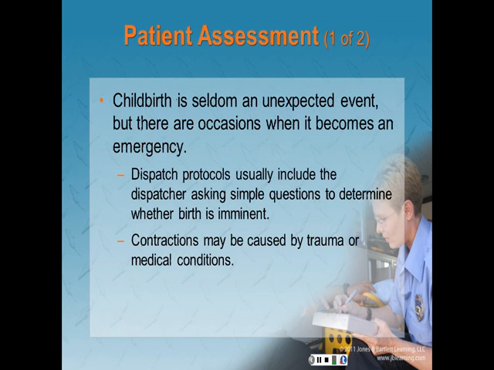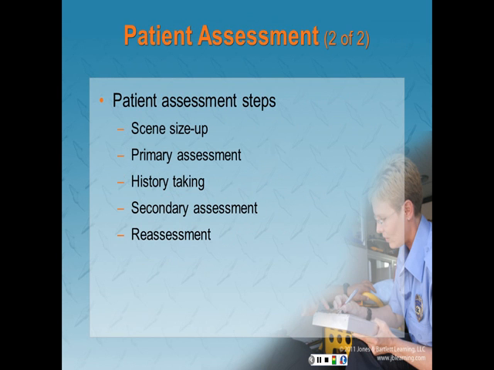Patient assessment. Childbirth is seldom an unexpected event, but there are occasions when childbirth becomes an emergency. Dispatch protocols usually include the dispatcher asking simple questions to determine whether birth is imminent, and contractions may be caused by trauma or medical conditions. Our patient assessment steps include the scene size up, the primary assessment, history taking, the secondary assessment, and reassessment.